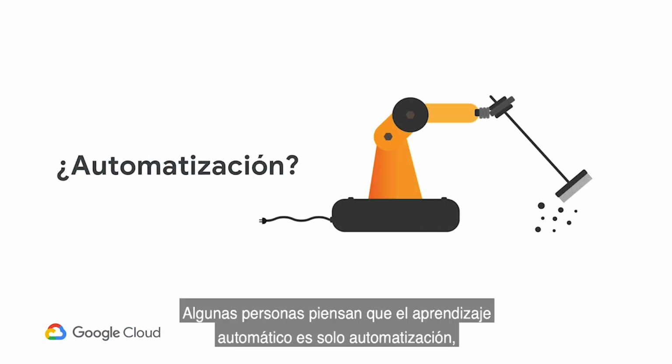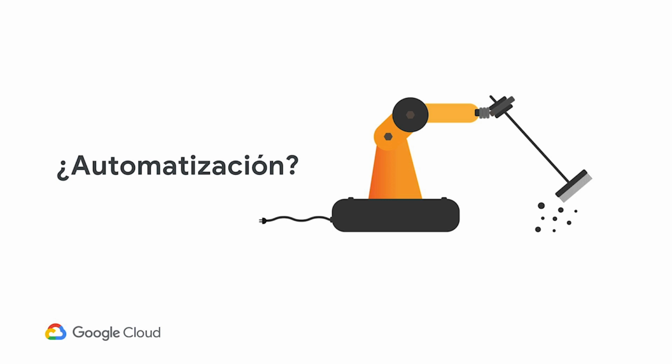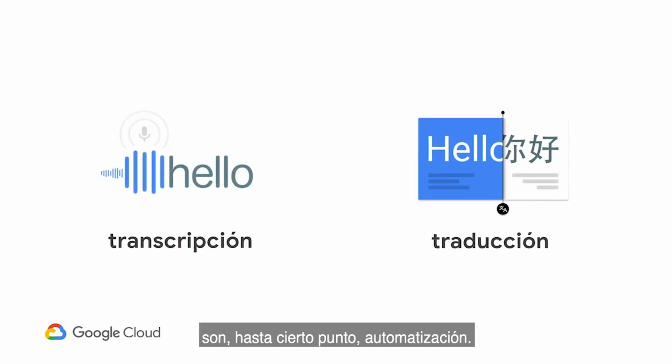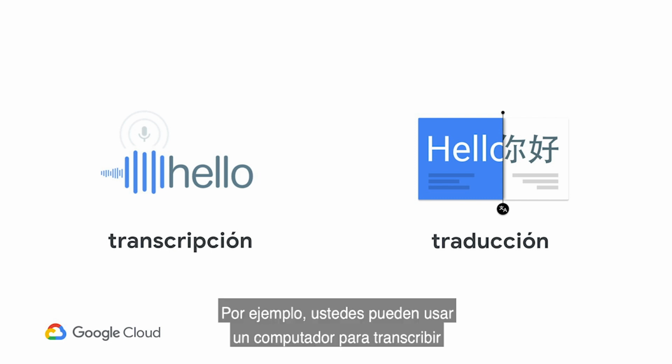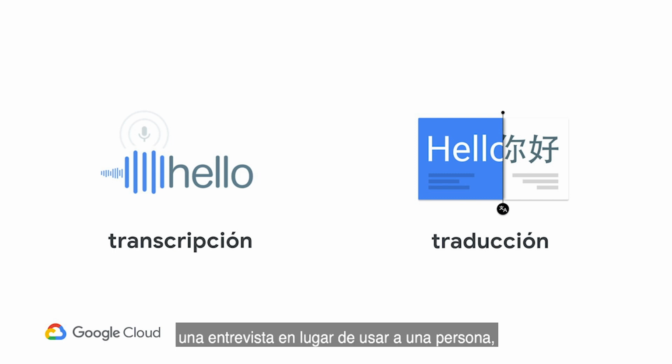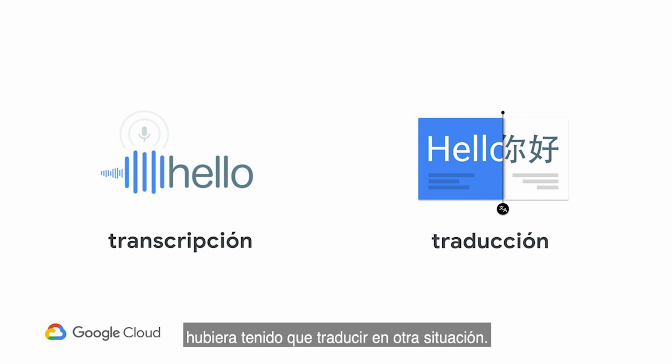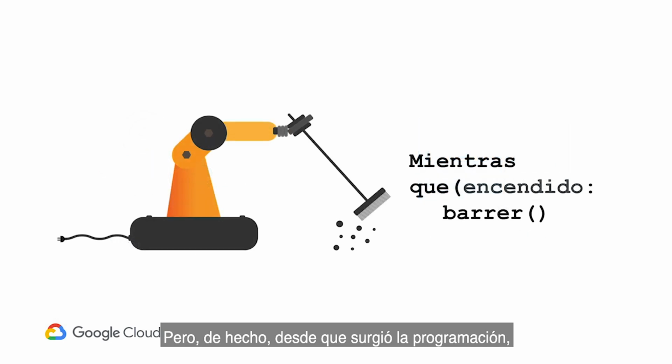Some people think that machine learning is just automation, and that makes sense because a lot of times applications of ML are kind of like automation. For example, maybe you use a computer to transcribe an interview rather than a person, or you use something like Google Translate to translate text that a person would have otherwise translated. But actually, for as long as programming has existed, programmers have been automating things.